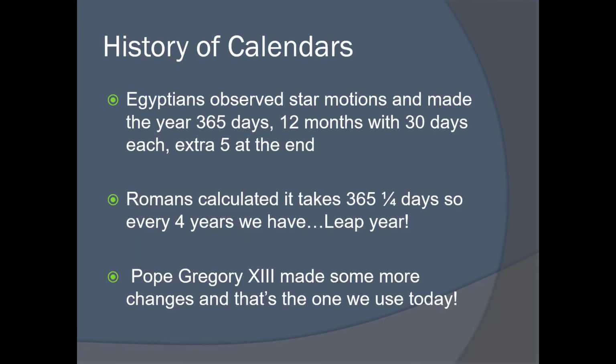Egyptians observed star motions and made the year 365 days, which is pretty impressive for them to have come up with so long ago. And they came up with 12 months with 30 days each, plus an extra 5 at the end. The Romans then calculated it takes about 365 and a quarter days. So every 4 years we have a leap year, as we had this year. After 4 years, we put those quarter days together and come up with our extra day on February 29th. And then Pope Gregory the 13th made some changes, and that's the one we use today, called the Gregorian calendar.